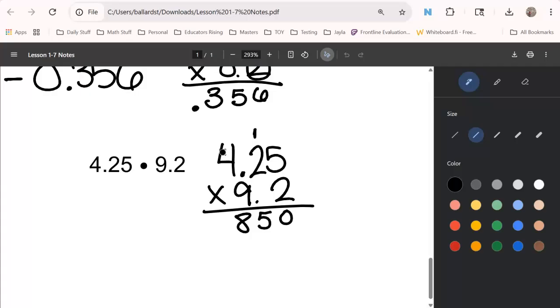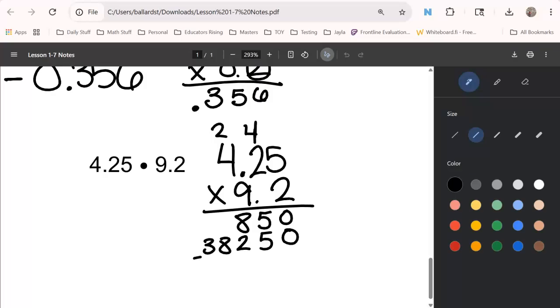And then we're going to multiply everything by 9, but before we do that, we start with a 0. 9 times 5 is 45. Carry your 4. 9 times 2 is 18, plus 4 more is 22, so 2, carry your 2. 9 times 4 is 36, plus 2 more is 38.